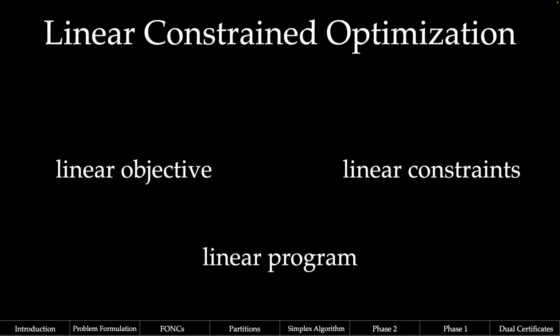Oftentimes, in the real world though, you have nonlinear objectives and nonlinear constraints. When that's the case, there's usually a large incentive to try and approximate either your objectives or constraints through a linearization. The reason for that is what we're going to see later, but essentially we're able to solve these linear constrained optimization problems to global optimality very efficiently.